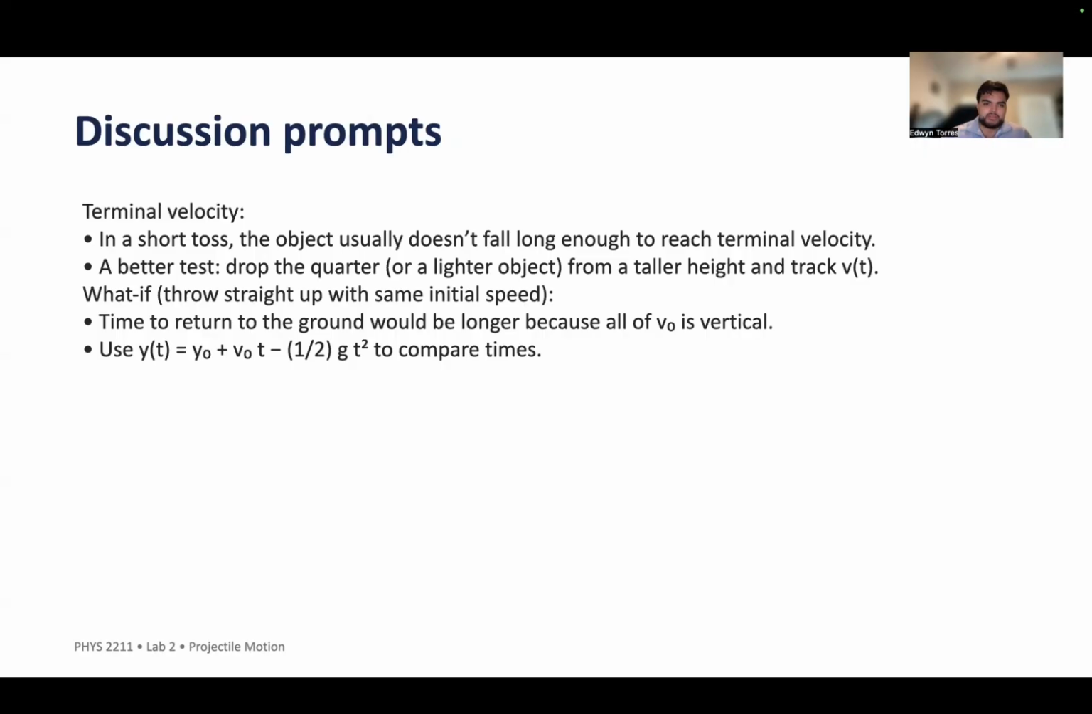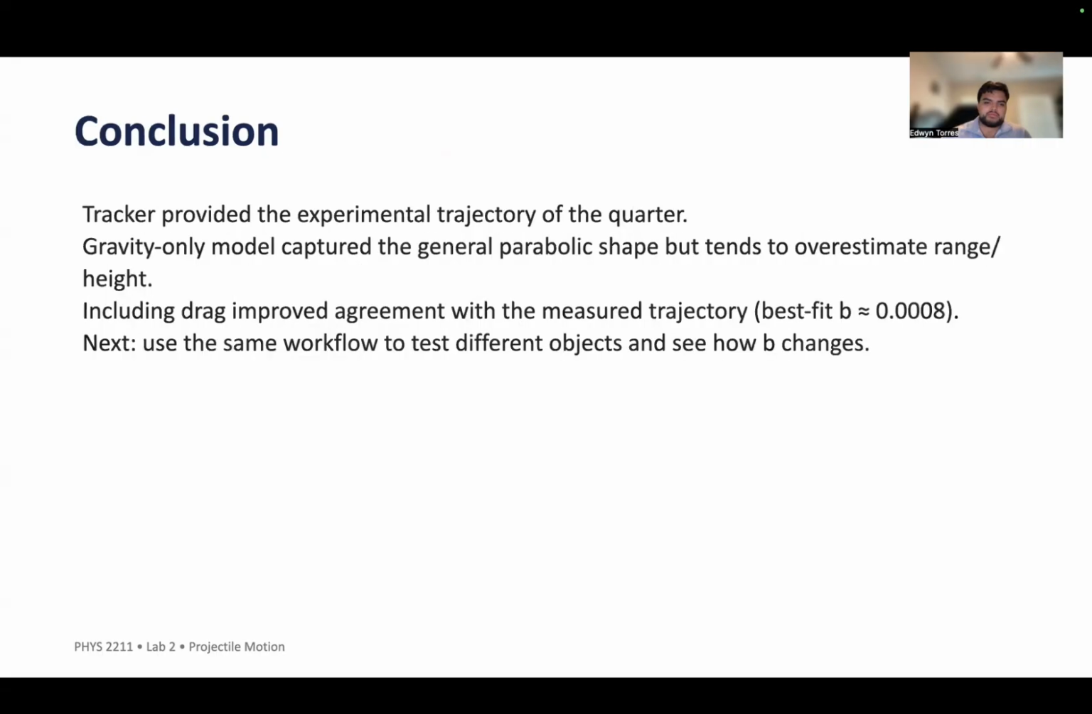In a short toss, the object usually doesn't fall enough to reach terminal velocity. A better test would be to drop the quarter or a similar object from a taller height and track terminal velocity. What if you throw it straight up with an initial speed? The time to return to the ground would be longer because of drag, with v0 vertical.